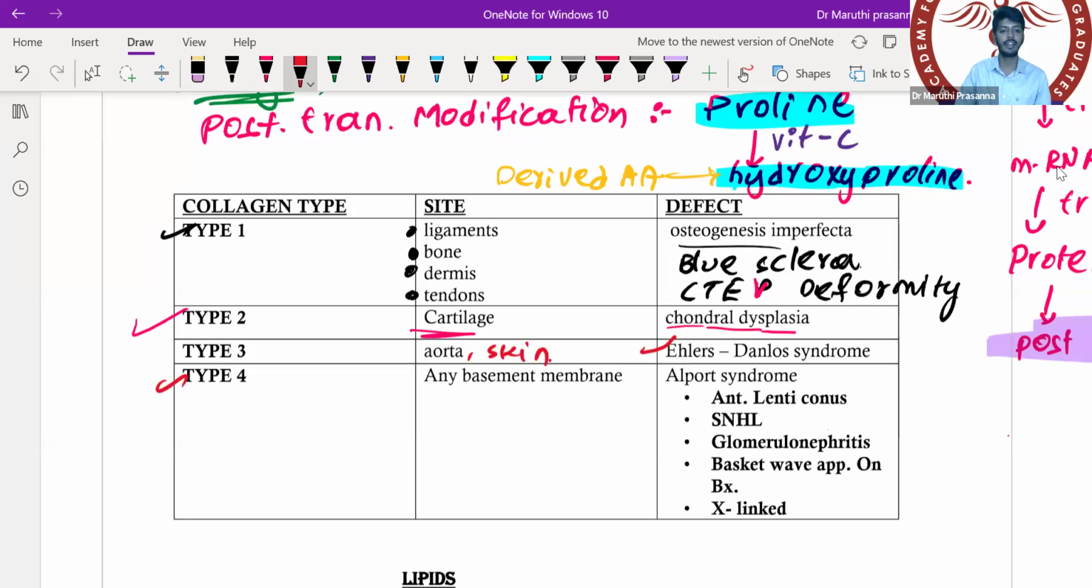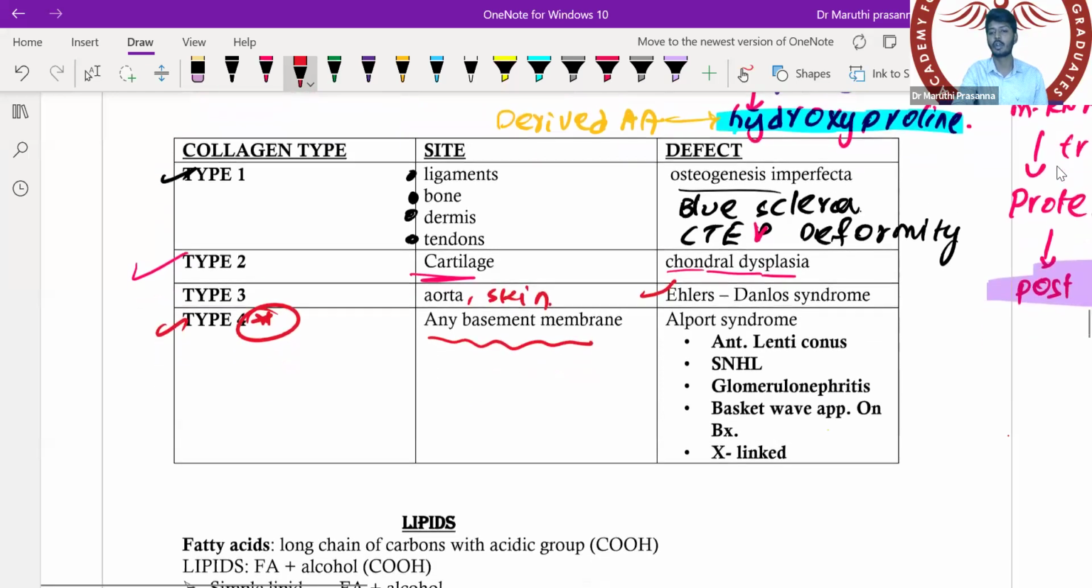Then we have a type 4 collagen defect. This is a very important disease. So type 4 collagen is located where? In any basement membrane. So automatically, if the basement membrane is defective, it will lead to defect of the capillaries and defect of the glomerulus. So that will lead to a disease called Alport syndrome.